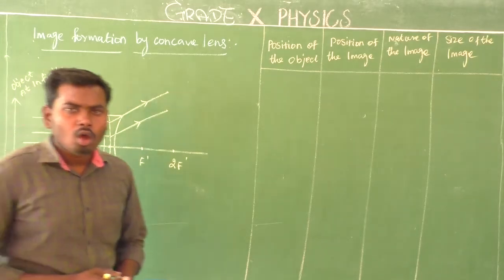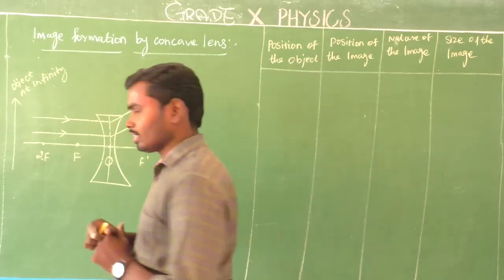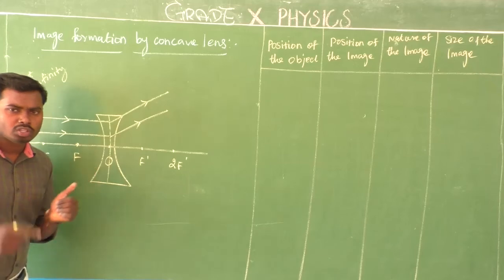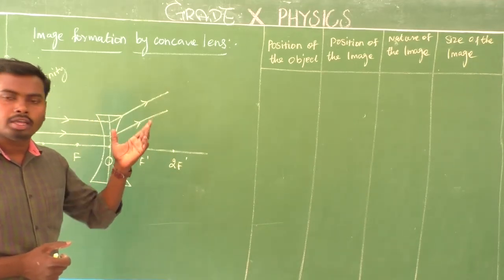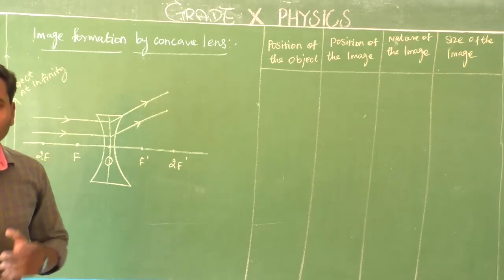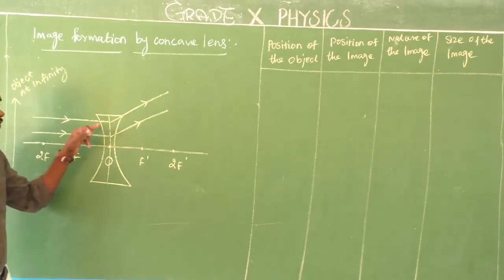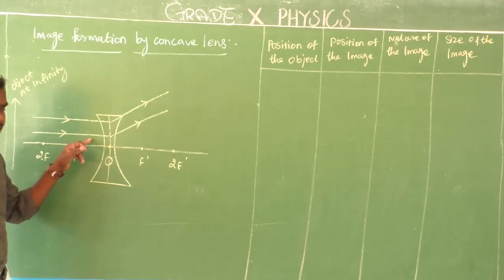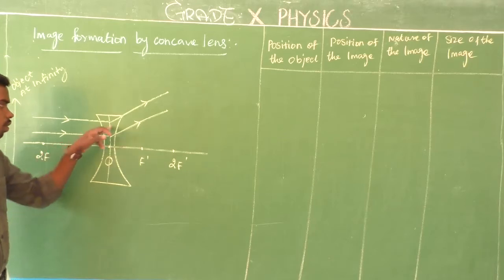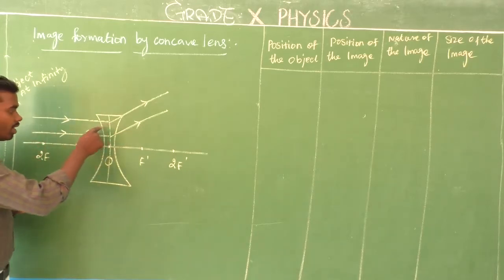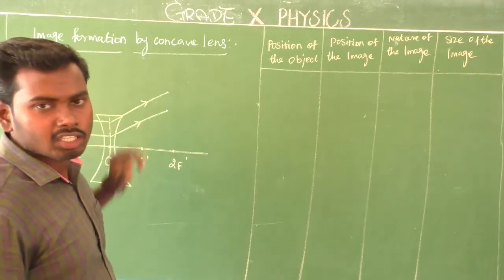Then you may ask me, where will the image be formed? Is it clear? Yes. Now we can use the first rule, the first rule of image formation in concave lens. What is the first rule? A ray of light which is parallel to the principal axis of a concave lens appears to be coming from its focus after refraction through it. That is the first rule.